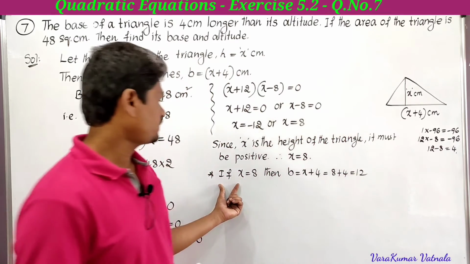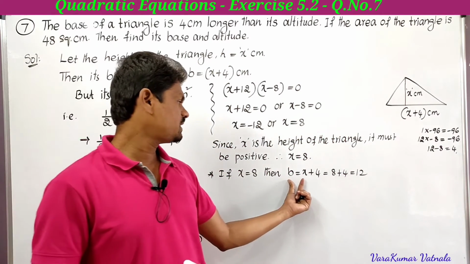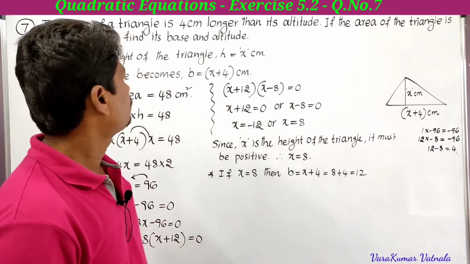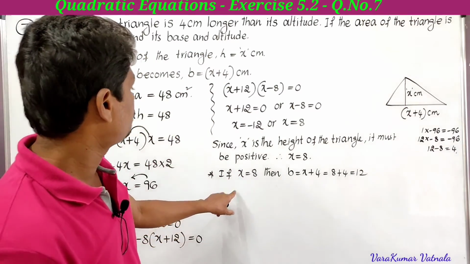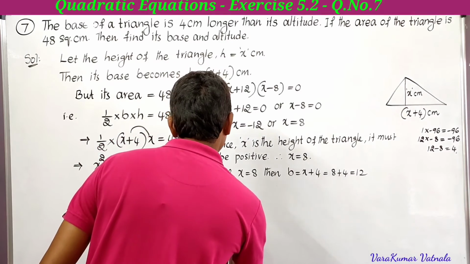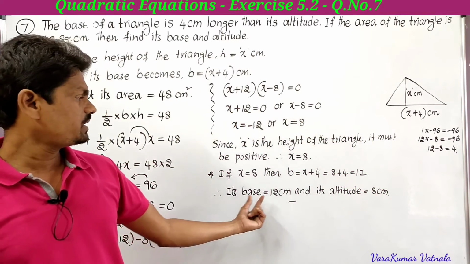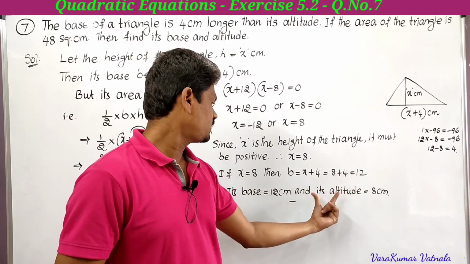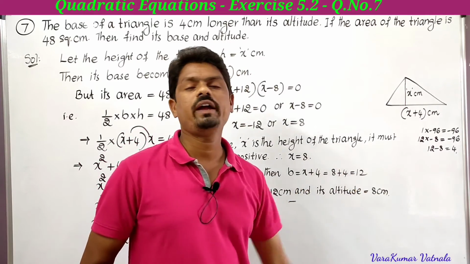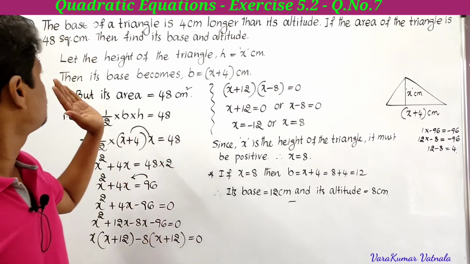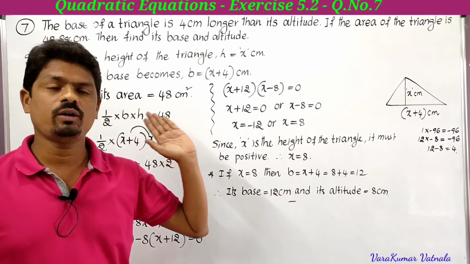See here, if x is equal to 8, then b is equal to x plus 4, that is 8 plus 4 is 12. So therefore its base equals 12 centimeters and its altitude equals 8 centimeters. So like this you can solve. So this is the 7th problem in exercise 5.2.